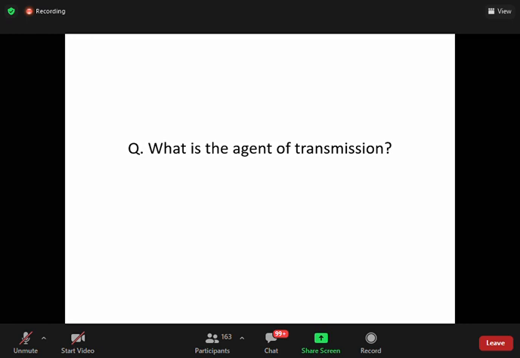What is the agent of transmission? The black fly. What's the biological name? Simulium. Simulium species. Black fly. Everybody's saying black fly. But you should also know that black fly is the same thing as Simulium.